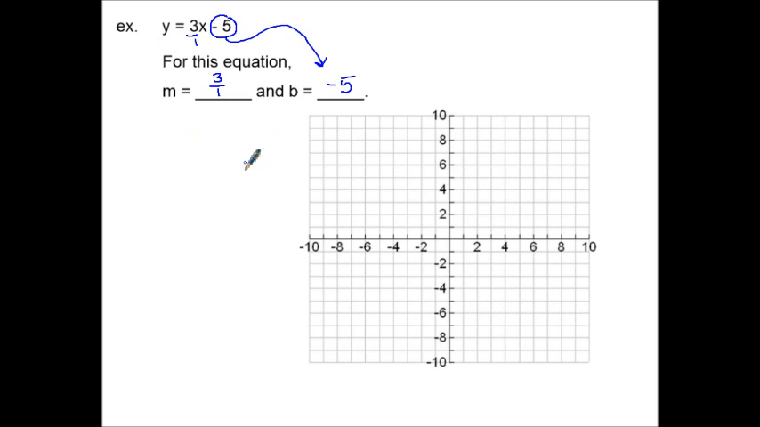So here we go. B is negative 5, so I'm going to do that first. So I go down 5 as my starting point, and then 3 over 1. So positive 3, and then right 1. And then positive 3, and then right 1, etc. And I can do that until I get bored doing it, and then, of course, I can go the other direction if I feel like it as well. Again, all these points line up pretty darn well, so I feel pretty good about what I did.